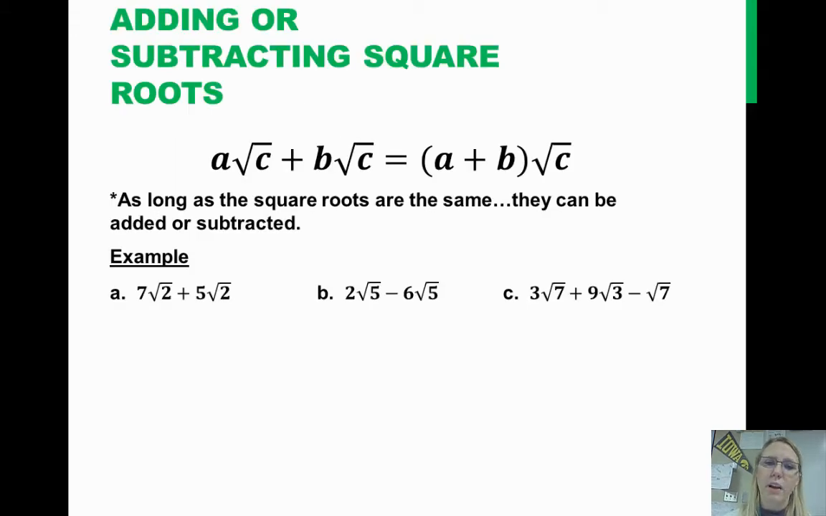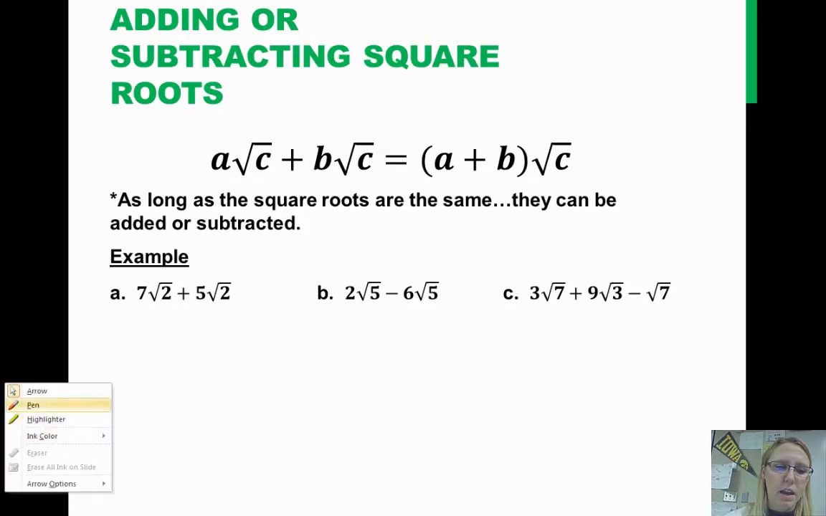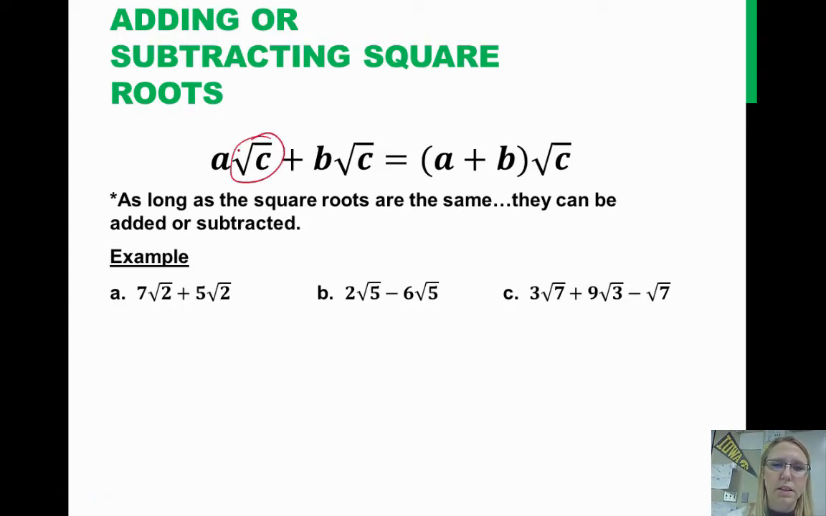When we're adding or subtracting square roots, notice that the square roots have to be the same in order to add them. So notice that this is a square root of c. And because of that, we can then add a and b together and put that in front of the c. So as long as they're the same, they can be added or subtracted. So let's look at our first example.